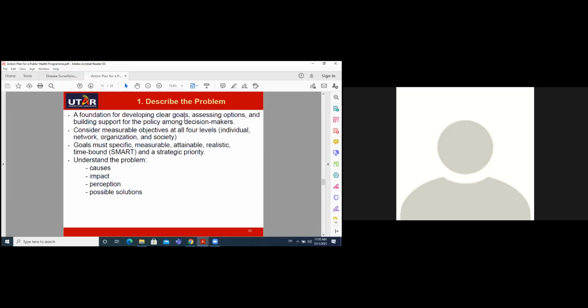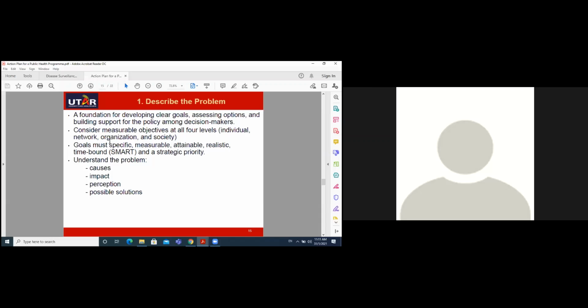For example, the current non-communicable diseases are the priority for the public health officer to look into for public health policy. We have the CPG guidelines for diabetes, obesity, hypertension, and cardiovascular disease. So we need to have measurable objectives at the 4 levels, which are individual, network, organization, and society.